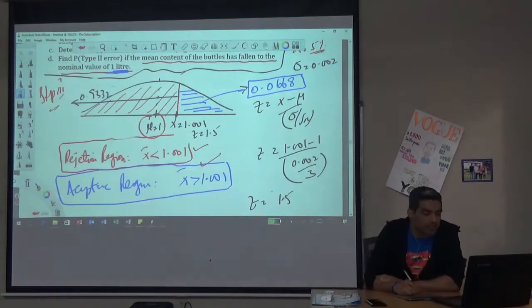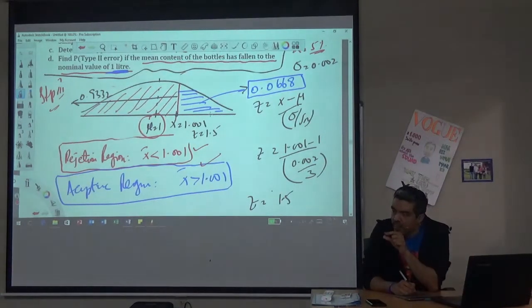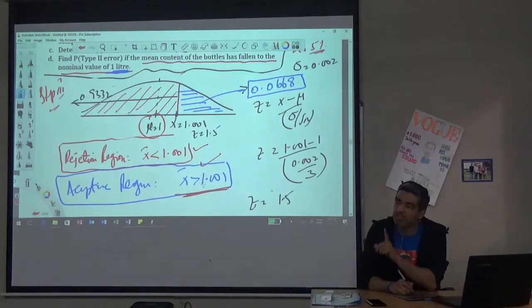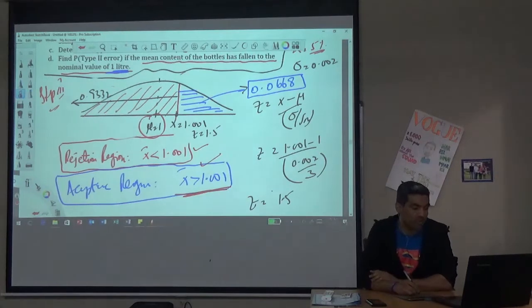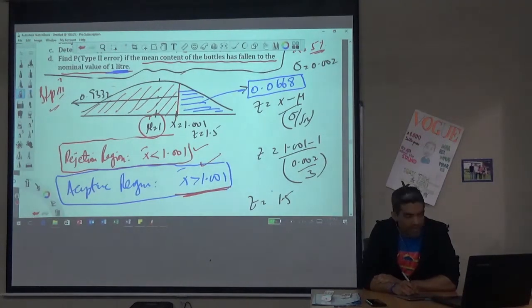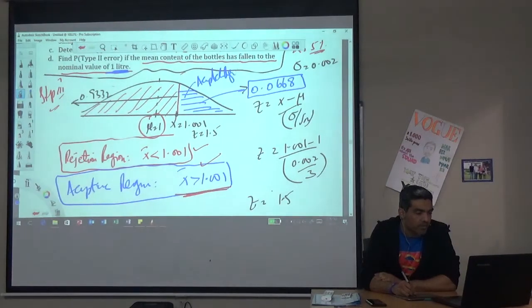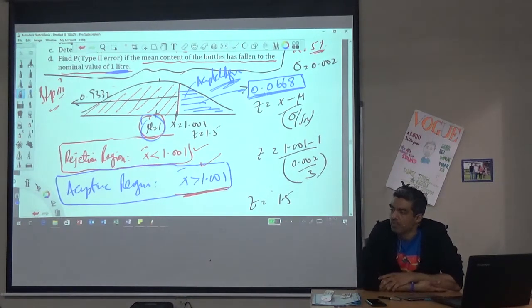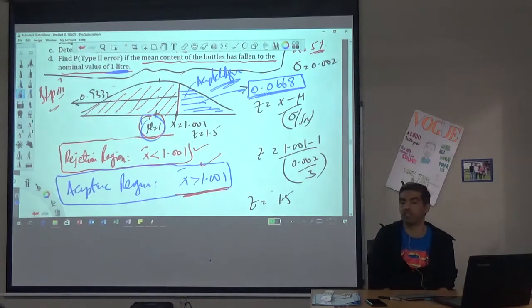So, the probability of the type 2 error is the probability of the acceptance region, same region, but based on the actual mean value. When I put the actual mean value here as mu 1, my acceptance region was 1.001 and ahead, the right side. So the probability of the acceptance region, but based on the mu value of mean, that probability is your type 2 error. So you stand a chance of making a type 2 error by 6.68%.